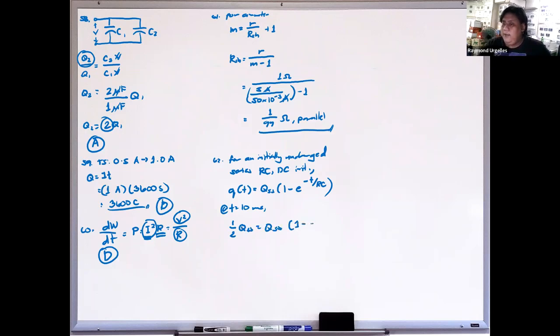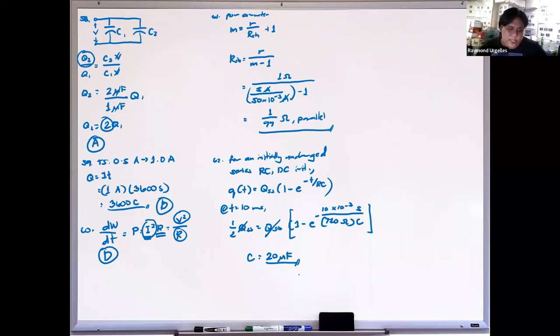So kaya this will be 1 minus e raised to negative 10 milliseconds. Again, milli means 10 to the negative 3, divided by the resistance, that's given as 720 ohms, multiplied by the capacitance. So again, ang gusto natin i-solve dito is yung capacitance. You can use shift solve or you can just rearrange the equation. Pag sinolve yung capacitance, lalabas ay 2 times 10 to the negative 5 or 20 microfarads. Therefore, the answer for this problem is letter C.